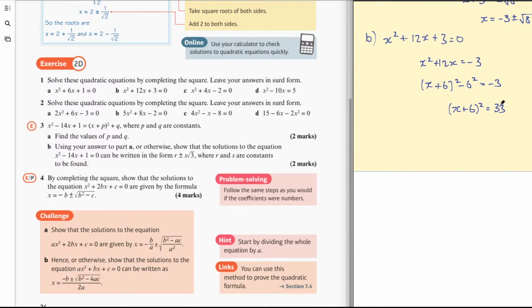And then take the square root of both sides. This will be x plus 6 equal to positive or negative root 33, and then x is equal to negative 6 plus or minus the square root of 33. Okay, so that's A and B. I'll leave the other two for you if you'd like to do those.